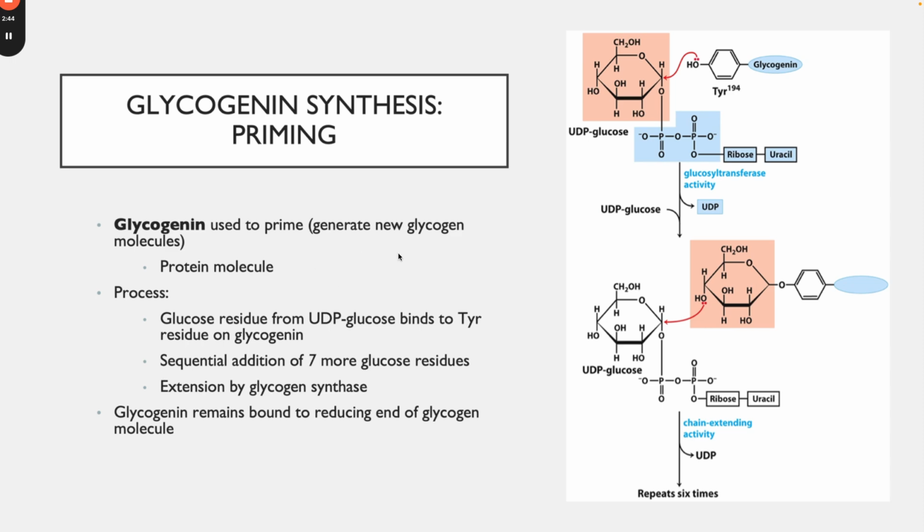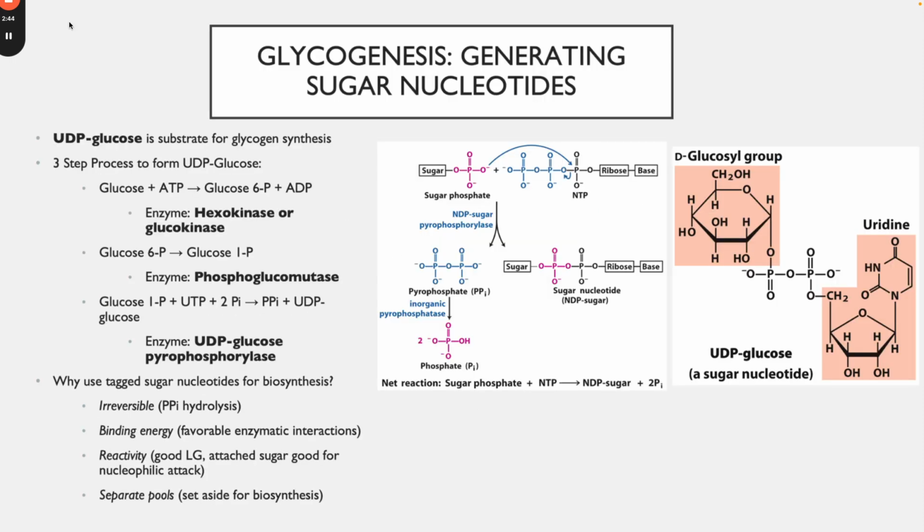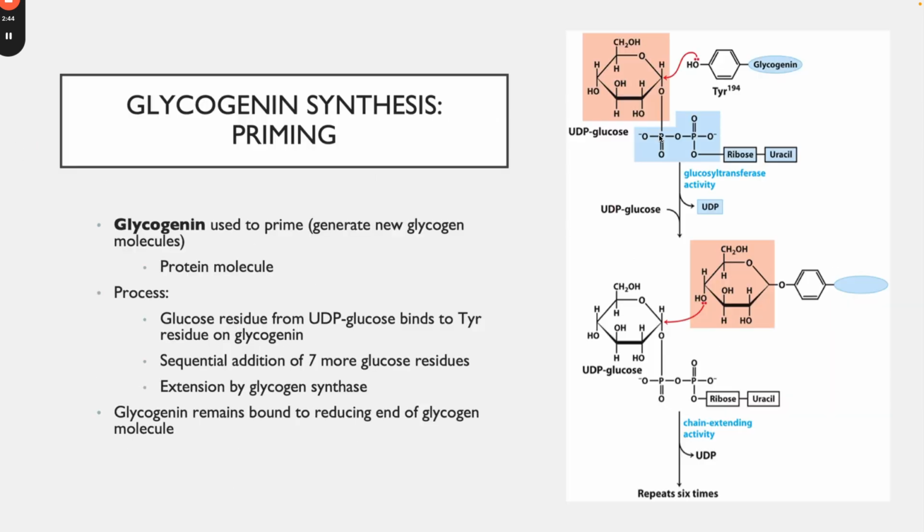Okay, so now that we formed our substrate, our UDP glucose, what we're going to end up doing is forming glycogen. Now, the way we do it is it's not just UDP glucose monomers coming together and forming like Lego bricks, and then you form this huge glycogen molecule. You need to start off with a base, and the base is going to be glycogenin. And glycogenin is a protein. It is not a sugar, it is a protein, and it contains a tyrosine molecule.